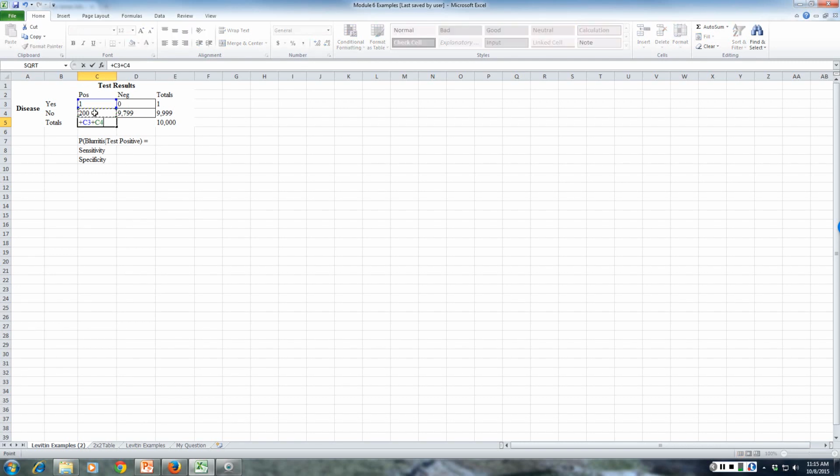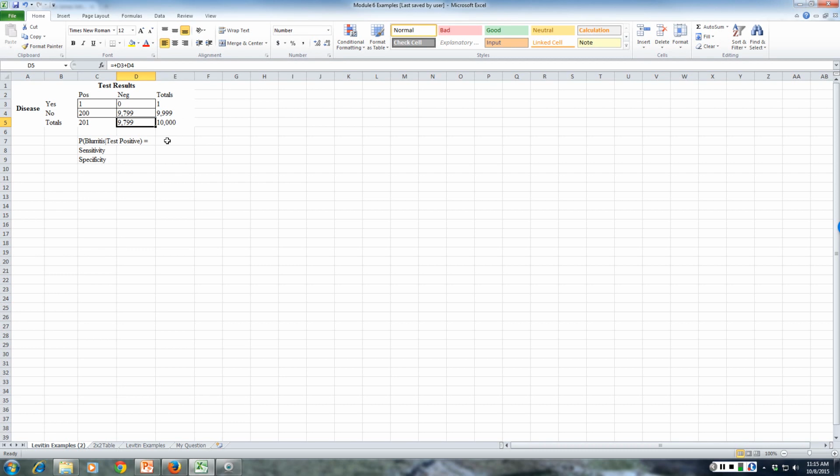The last thing we want to do is simply sum up these totals here in the table. So 1 plus 200 is 201. We add up 0 plus 9,799 equals 9,799. So we have our table completely filled in.